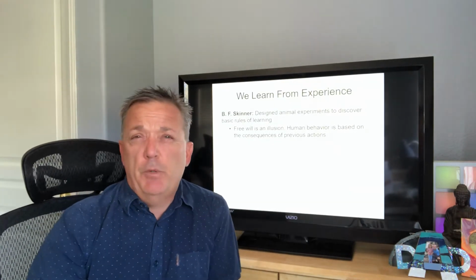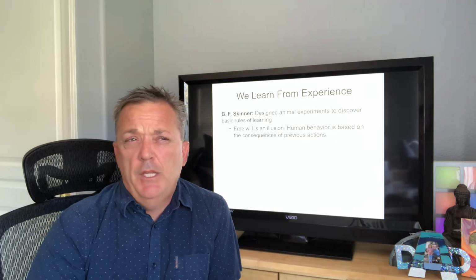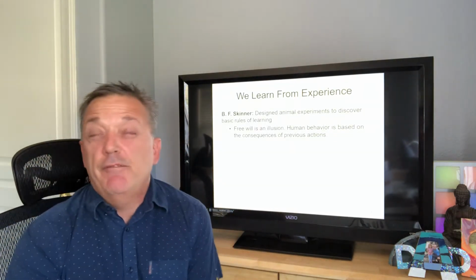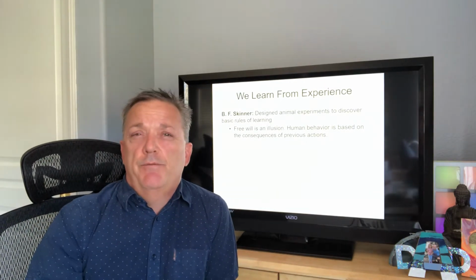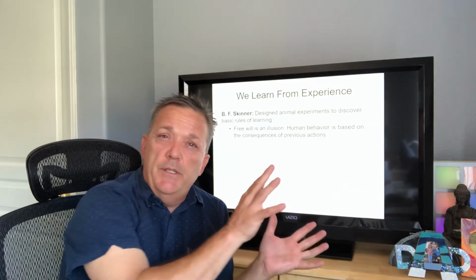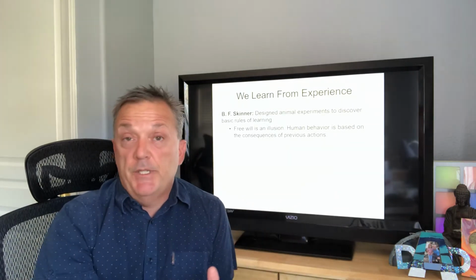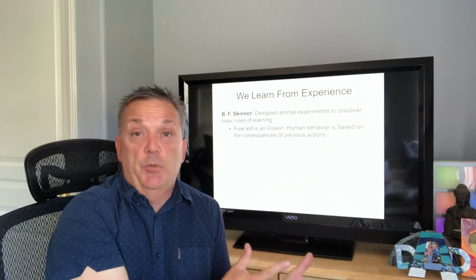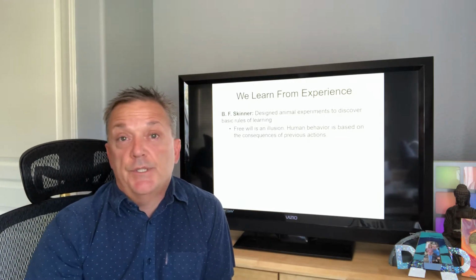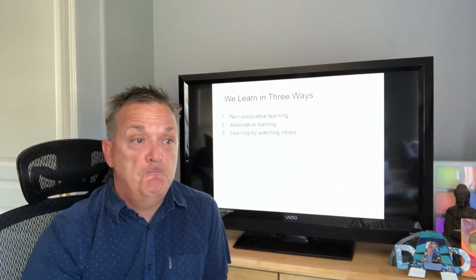B.F. Skinner, another proponent of behaviorism, designed animal experiments to discover basic rules of learning. He believed that free will is an illusion, that he was very much a determinist, and believed that the environment and the rewards and punishments that you've had in the past really determine your future choices. Human behavior is based on the consequences of previous actions.